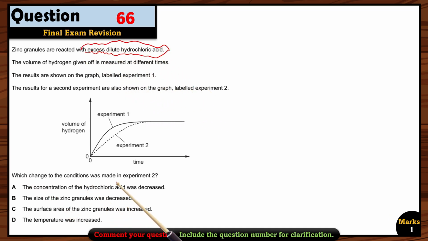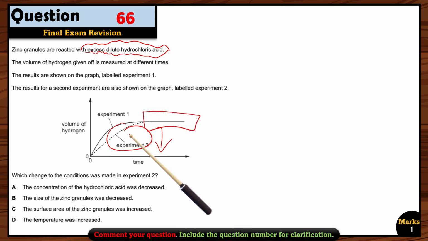So which change to the condition was made in experiment 2? If you see, experiment 2 is less steeper than experiment 1. It means something has been decreased here now, because this one is slower. The rate of the reaction is slower, but the product is same, right? So it means nothing to do with the volume.